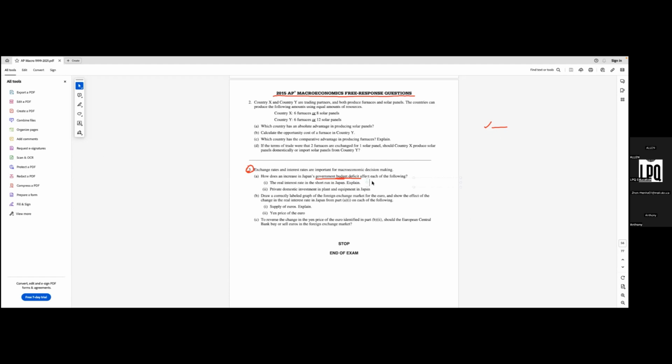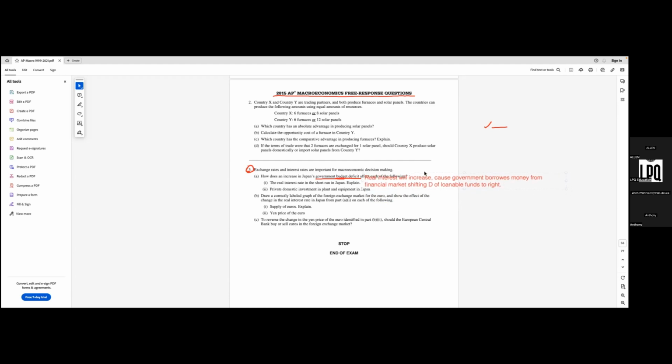Let me show you. This one, the real interest rate will increase because the government borrows money from the financial market, shifting the demand curve of normal bonds to the right. So the interest rate will increase.